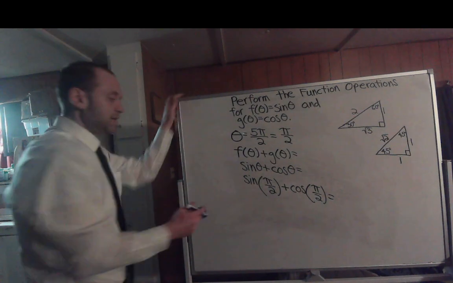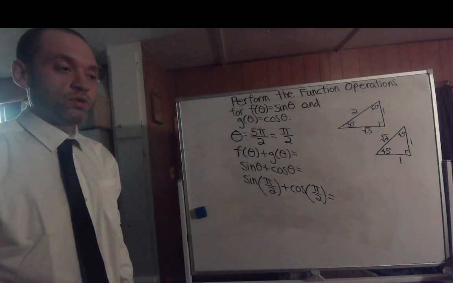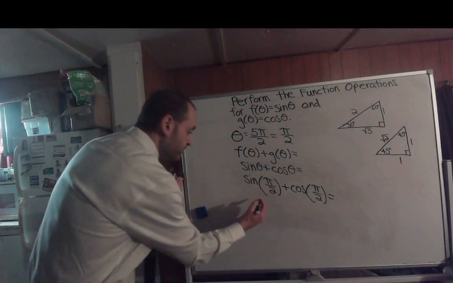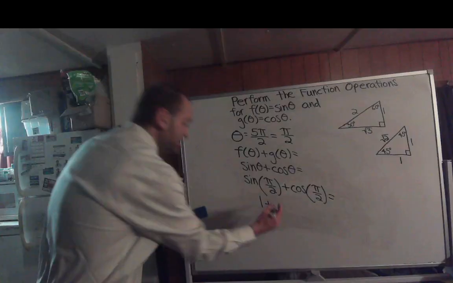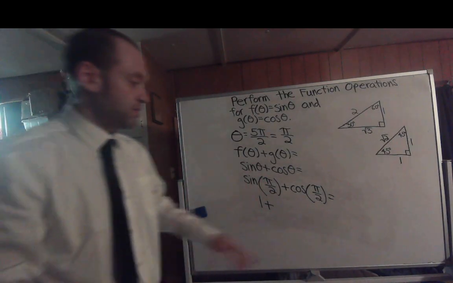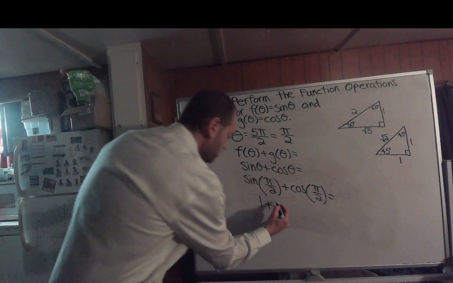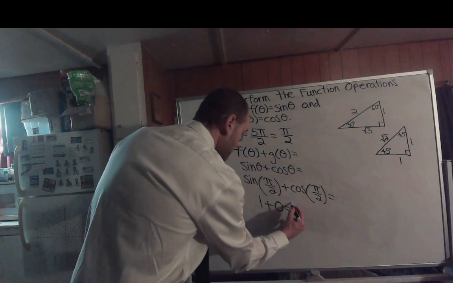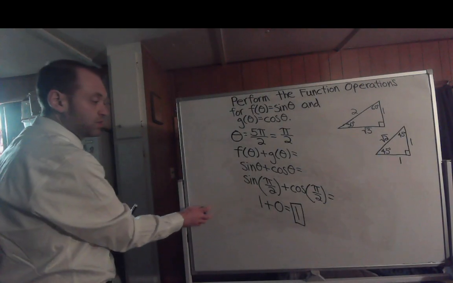Alright, so what is the sine of π/2? At π/2 you have the coordinate 0, 1, right? And the sine's your y value, so sine of π/2 is 1, plus now the cosine of π/2, that's your x value, which would be 0. So you'll literally have 1 plus 0, which would just end up giving you 1. So you should end up getting 1 for that answer.